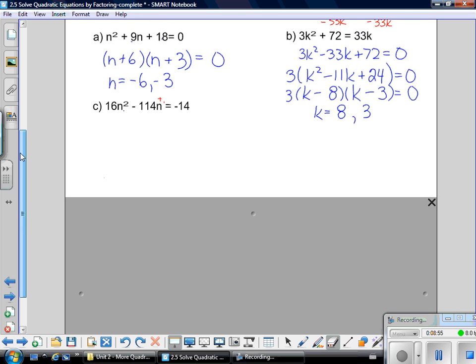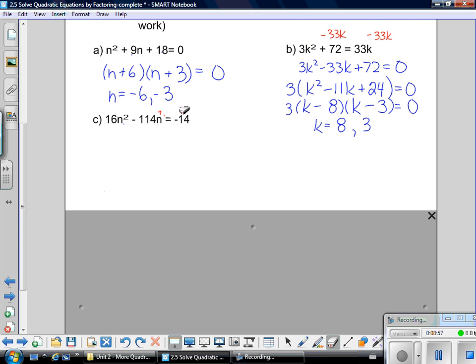All right, and our final example like this, again very similar to our last question, we don't have a 0 on one side, so in this case we're going to have to add 14 to both sides. And when we do that, we end up with 16n squared minus 140n plus 14 equals 0. Again, it looks like a complex trinomial. First, I'm going to try to factor something. 16, 114, and 14. Well, I know for sure a 2 goes in there, so let's try that.